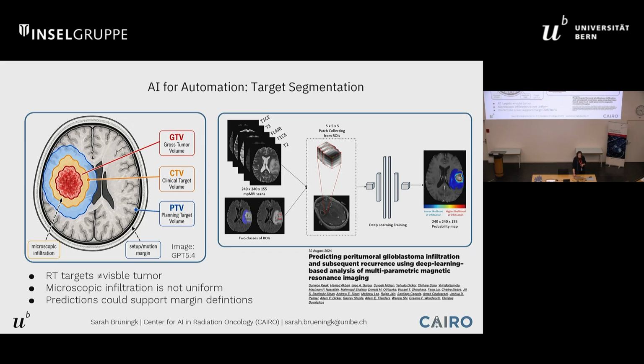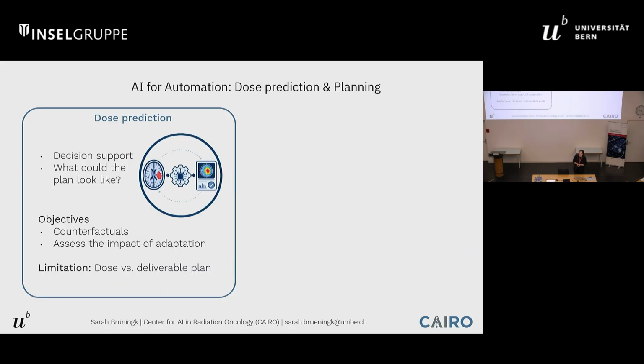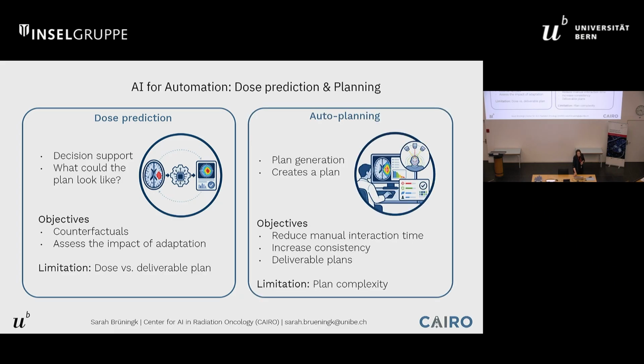Moving on, this was just about the contouring part, so we are in step 2 of a 7-step process here. I did want to talk also a little bit about the other parts of automation, and that is both dose prediction and automated planning. And there is an important difference between these two.